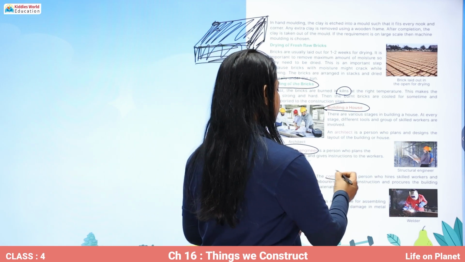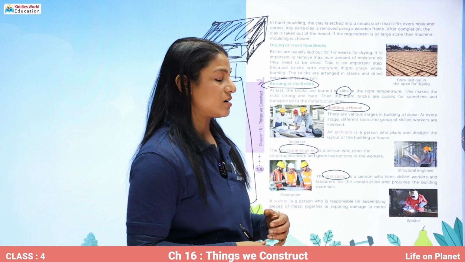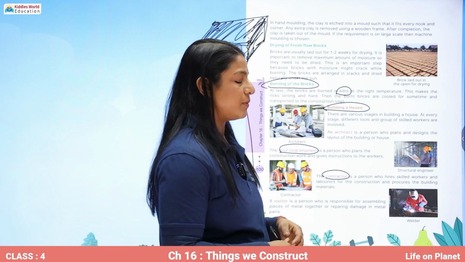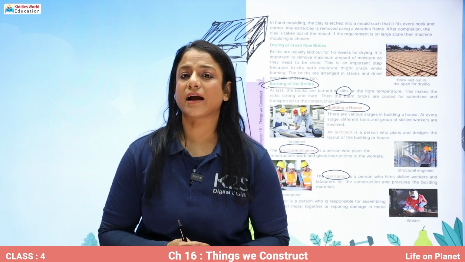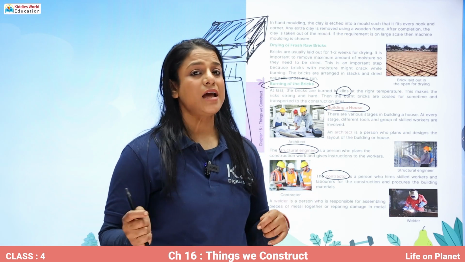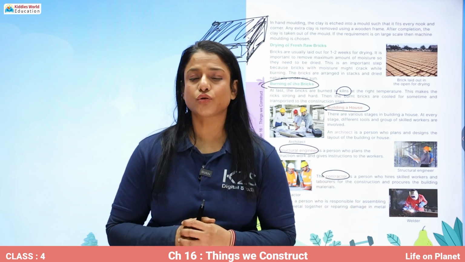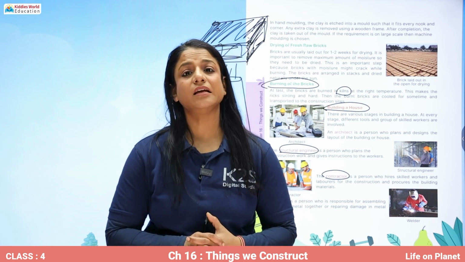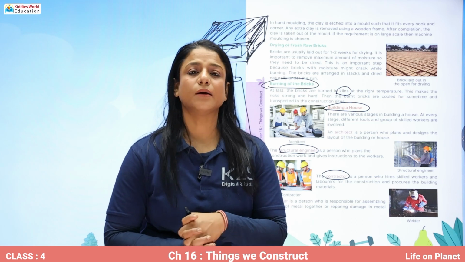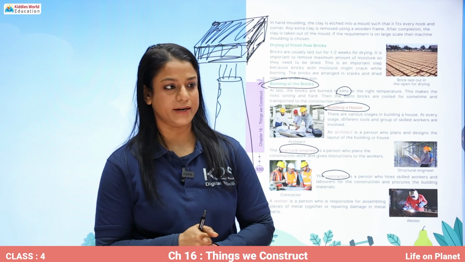Then comes the contractor. That is a person who hires skilled workers and laborers for construction and procures the building materials. So then a contractor comes in the role. The contractor hires the skilled labor and masons, and the contractor also procures, buys all the construction and building material, and he is responsible for the optimal use of building material, and for making the laborers work on time efficiently.